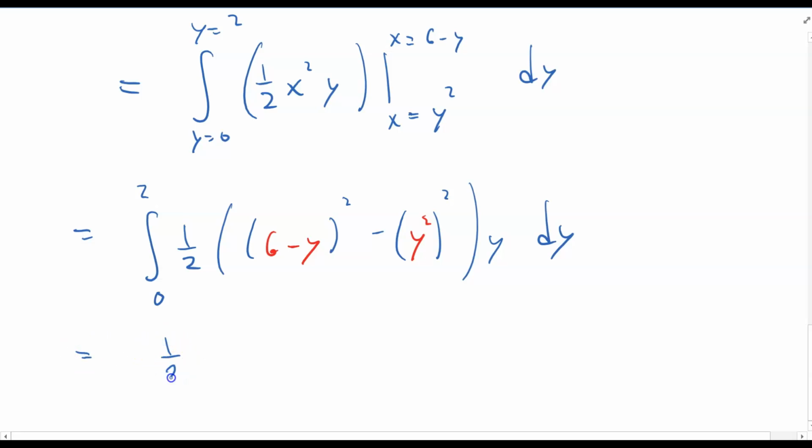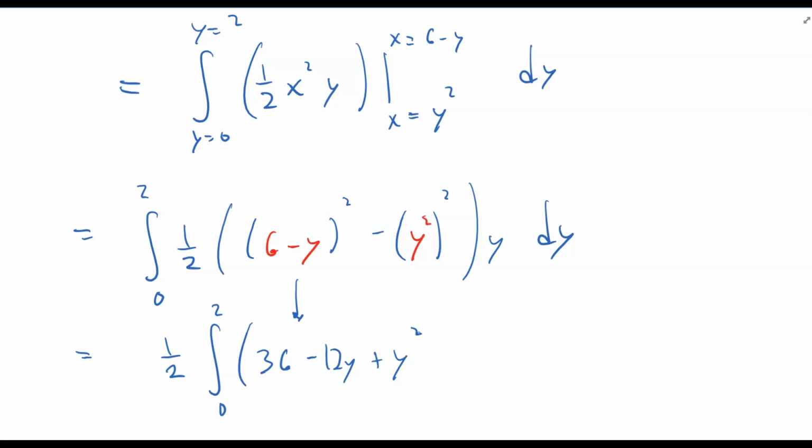The 1/2 we can bring outside the integral. We need to square this binomial out in the first term. So this first term is 6 minus y times 6 minus y. When you distribute each term to each term, multiply it out, you end up getting 36 minus 12y plus y squared. Then we've got the y on the outside. I almost forgot about that y that's sitting on the outside. We'll leave that out there for now.